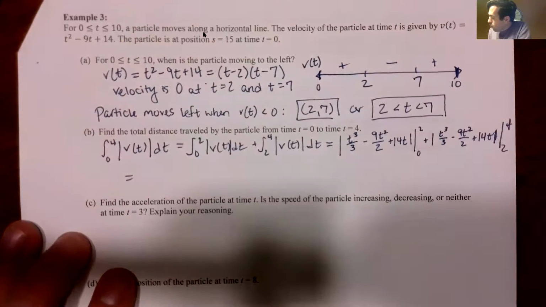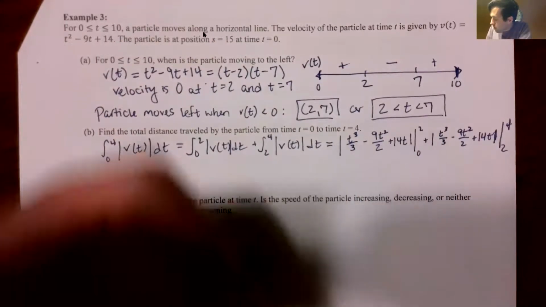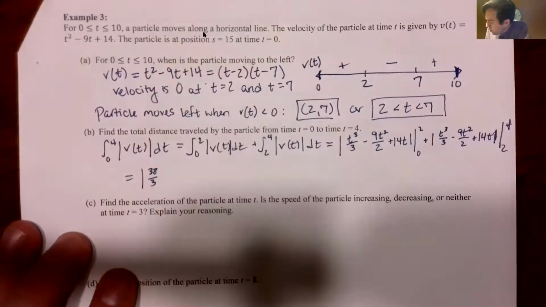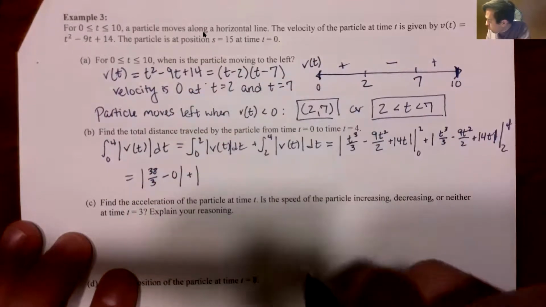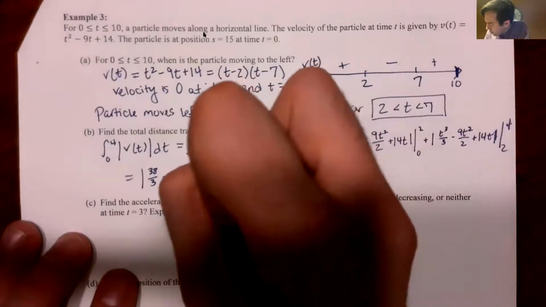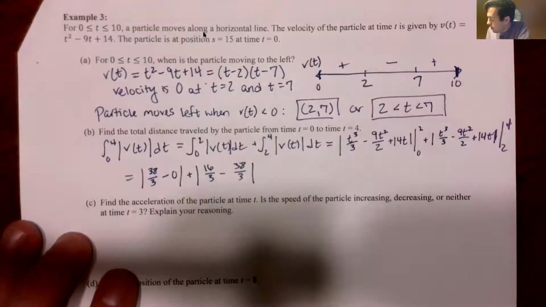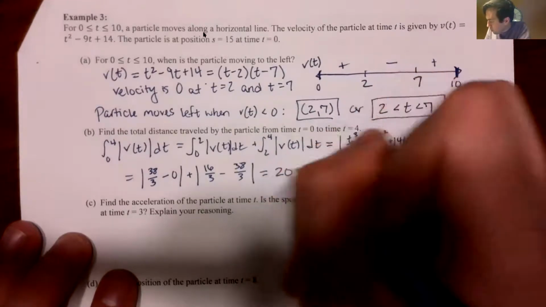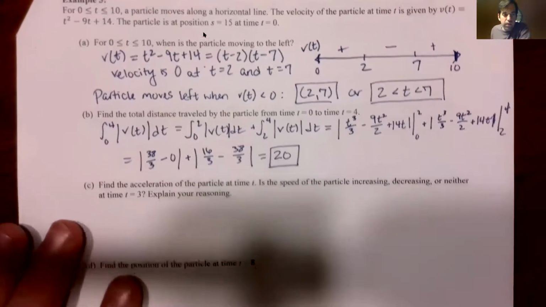So what we're going to do is plug in each of these numbers, and when you plug in 2 here, I'm going to do a little bit of the simplifying for us. You're going to get 38 over 3. When you plug in 0, you're going to get 0. When you plug in 4, you're going to get 16 thirds, and when you plug in 2 again, you're going to get 38 over 3. So we're interested in adding the two absolute values together, and when you do that, you are going to get positive 20. So that's the total distance traveled by the particle.